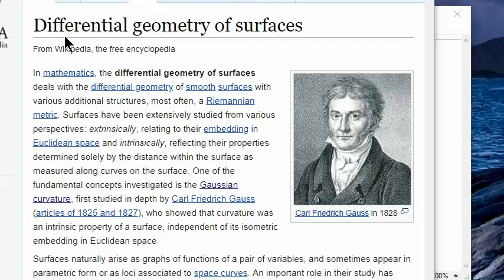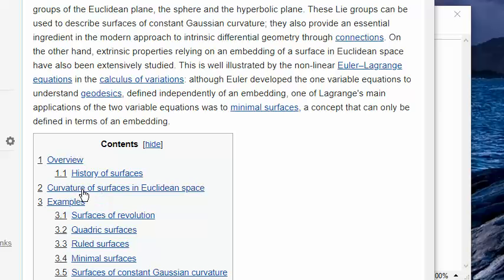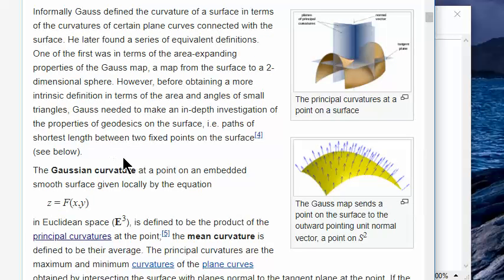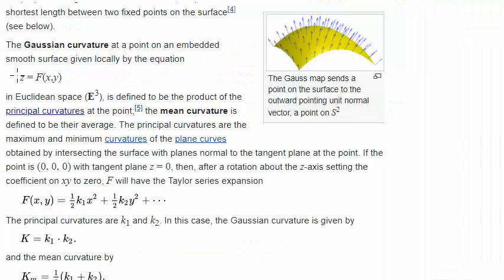All right, I'm looking for something about Gaussian curvature in an article called Differential Geometry of Surfaces. In particular, it is in curvature of surfaces in Euclidean space, which gives me a function z equals f of x, y. And really, once we have that z equals f of x comma y, this is not the same x comma y described here, because we're rotating that so that the x and y here is a different x and y.